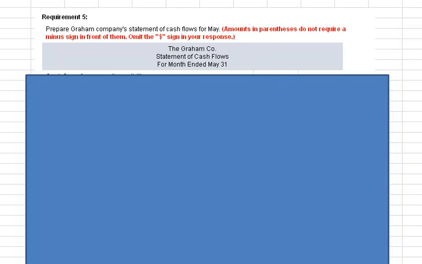Okay, then finally we want to tackle requirement 5, which says to prepare the company's statement of cash flows. And again, a statement of cash flows represents the flow of transactions over a period of time. So the title says for the month ending May 31st. Remember that the balance sheet didn't say that. The balance sheet simply said as of May 31st. It's produced at a snapshot in time.